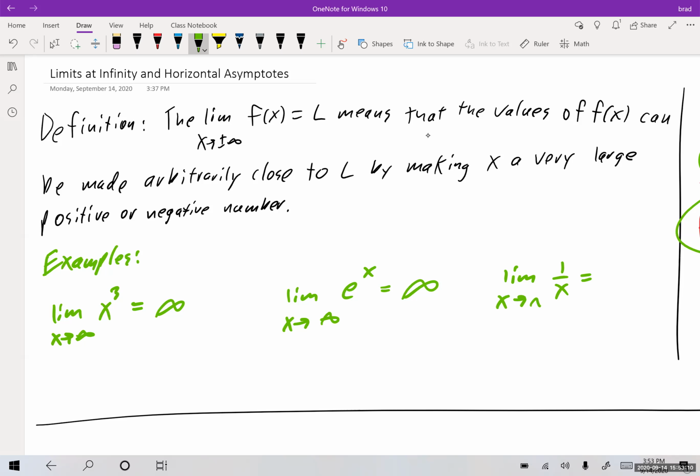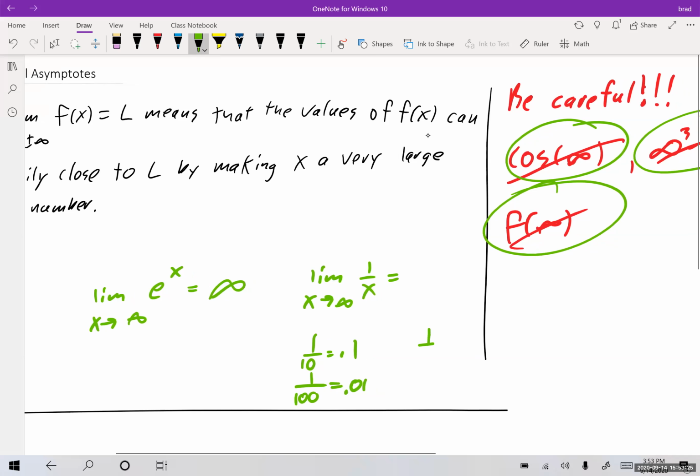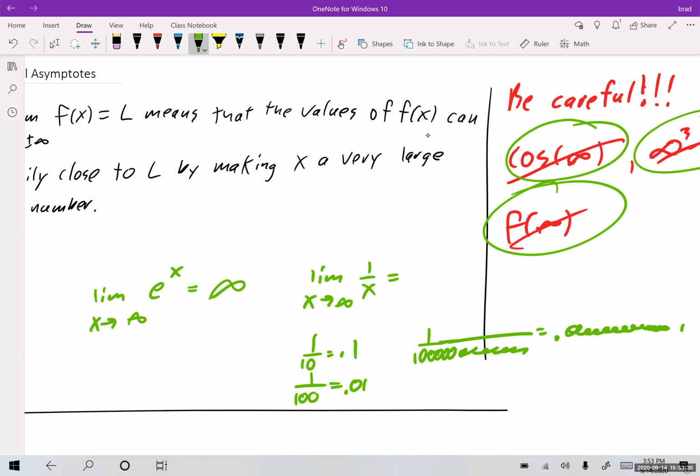And now this one, the limit as x approaches infinity of 1 over x. Think about this. If you took $1 and split it amongst 10 people, you would get 0.1. If you split it amongst 100 people, you'd get 0.01. Now let's say you split it amongst this, and I'll put an exaggerated number of zeros. Then you would get 0.00000000001. So you're getting a smaller and smaller value as your denominator becomes larger and larger. What is this number approaching? Isn't that getting really close to zero?